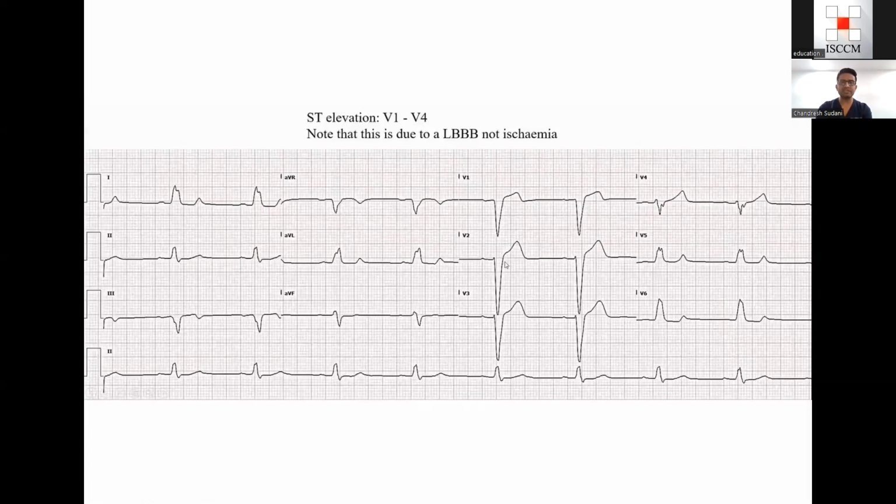Now, ST elevation again you can see in this ECG also from V1 to V4. V1 has the ST elevation. Here almost 2 small squares of ST elevation are there. Here also. But this is not because of MI; in this condition, this is because of the LBBB.